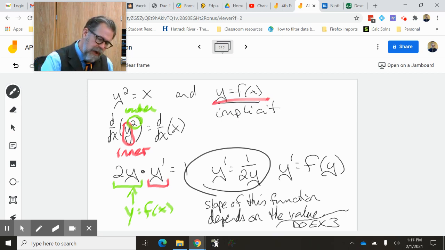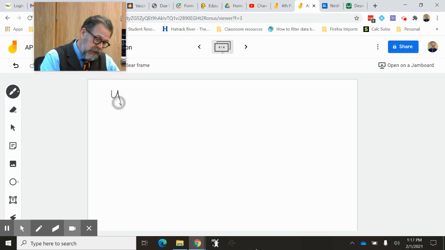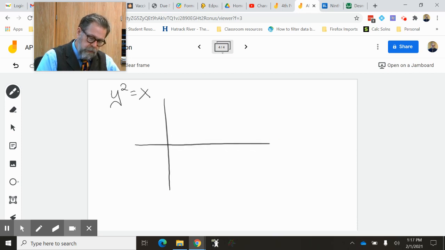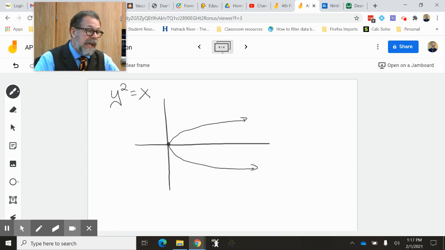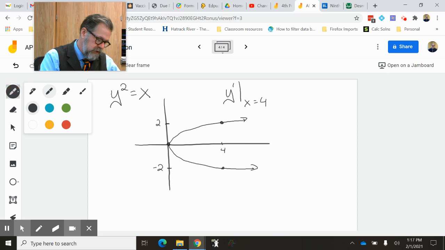Okay, so you had an opportunity, hopefully, to stop and do exercise 3. You've checked your answer. Let's look at the function y squared equals x. This is a sleeping parabola. And let's say I want the derivative at x equals 4. So here's x equals 4. I know that something squared is 4, so there are 2 points on this graph. y could be equal to 2 or negative 2.